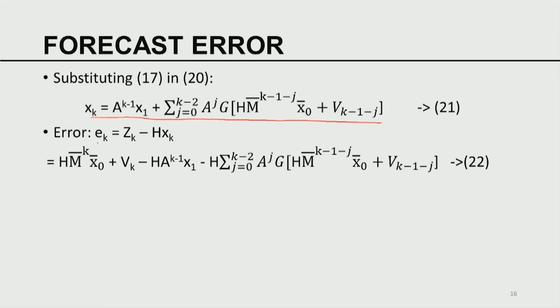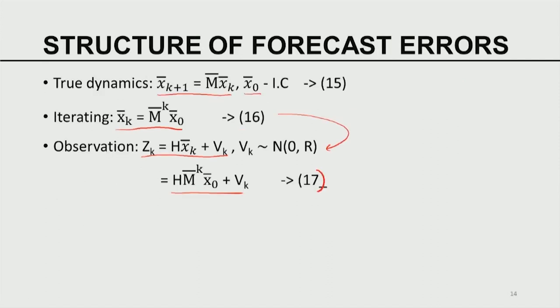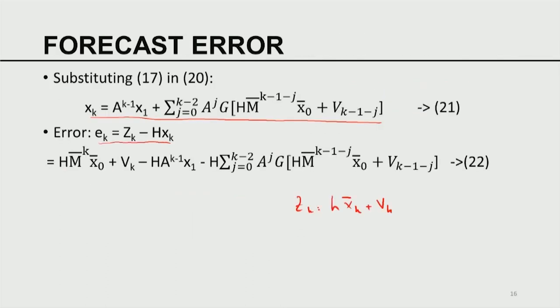Why am I trying to find that? Because I would like to be able to pin down the forecast error. So zk minus h of xk is the forecast error. Now, therefore, I know zk. Zk, please remember, is equal to h of xk bar plus vk. H of xk bar we have already computed in equation 16. Based on h of xk bar, I also have a relation for zk from 17. So I can substitute for zk from those equations in here.